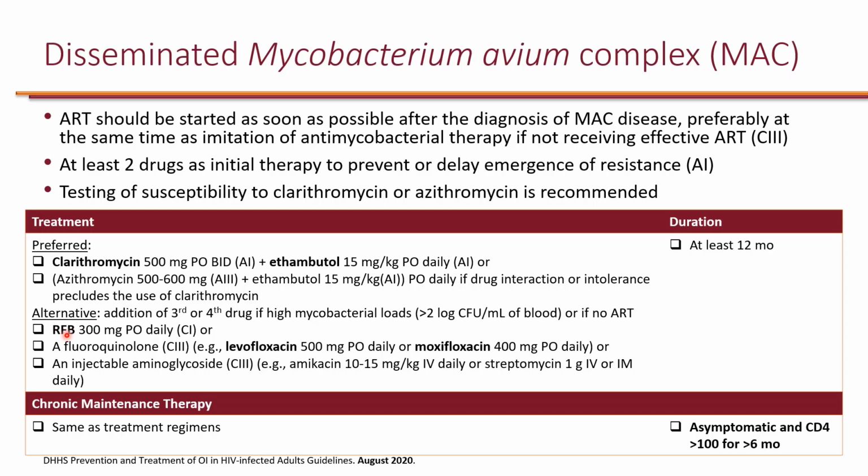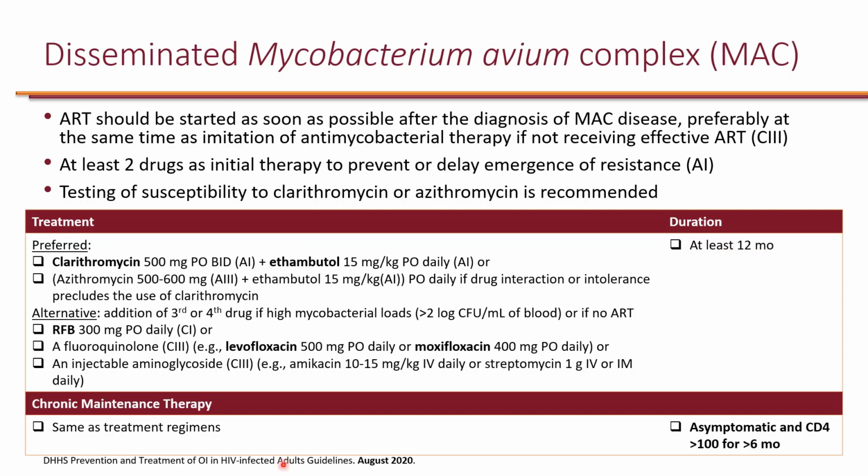This RFB is the shorthand for rifabutin. And you can also use fluoroquinolones, specifically levofloxacin or moxifloxacin, not ciprofloxacin. You can also have the option to use an injectable aminoglycoside. So amikacin and streptomycin are the ones that are typically used, not really gentamicin or tobramycin. The evidence is with amikacin or streptomycin. And then the treatment for MAC is at least 12 months.